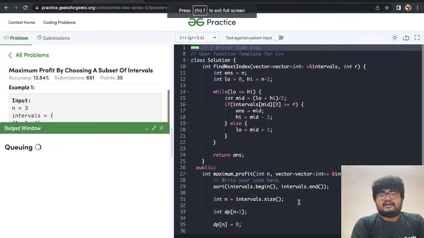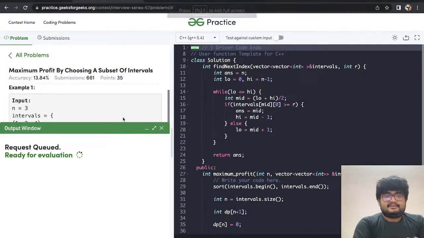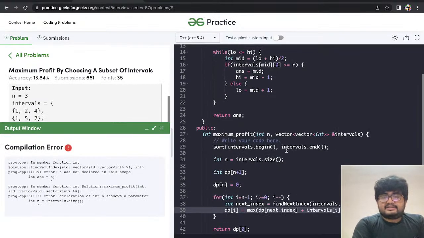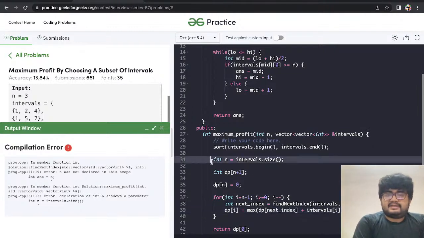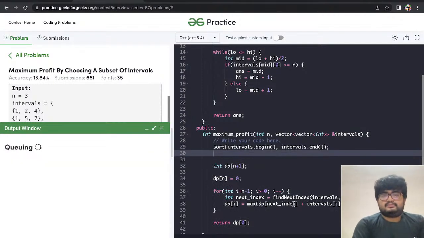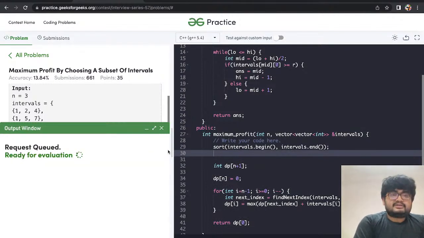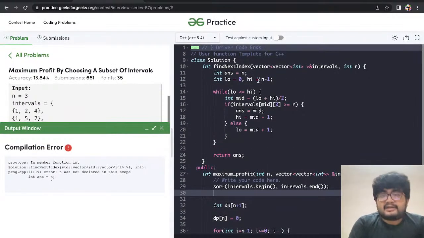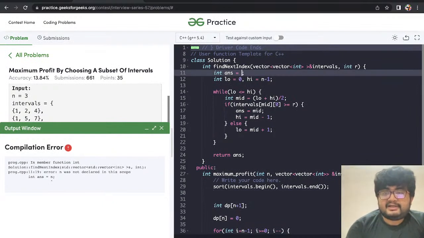So let's actually try to run this. N was not declared in this scope. Oh, n was already declared in this scope. Okay, so that should be the code. Oh, n was not declared here. That's fine. Intervals dot size.